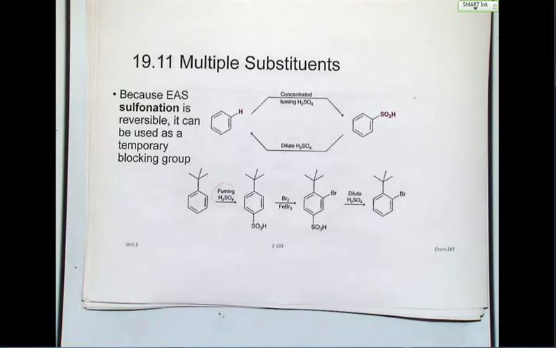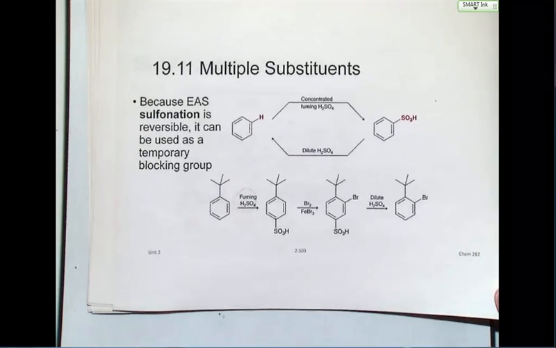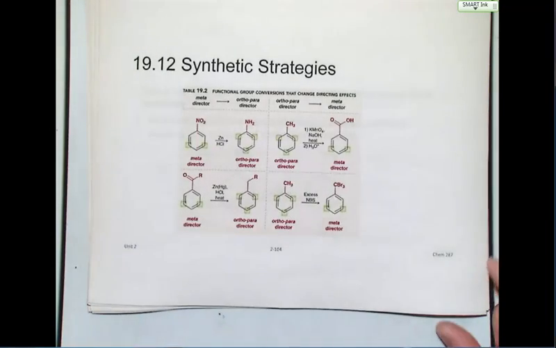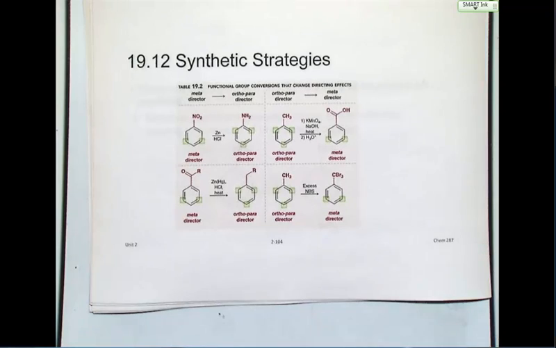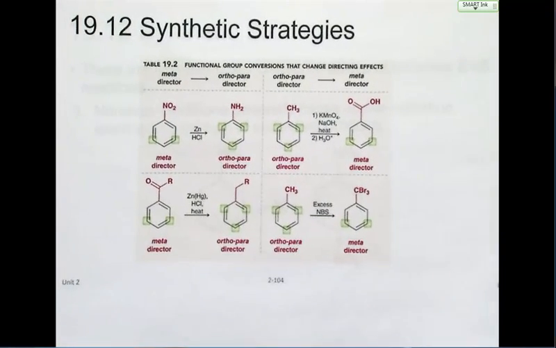So it directs everything to where, and this is an ortho/para director, so everything goes where it wants to, and then you just remove the blocking group. So that's the whole point of doing sulfonations, is so that you can make a blocking group. So it's reversible and convenient. Now we're basically done talking about the EAS reactions. You want to read this section in the book on synthetic strategies and practice doing these problems.